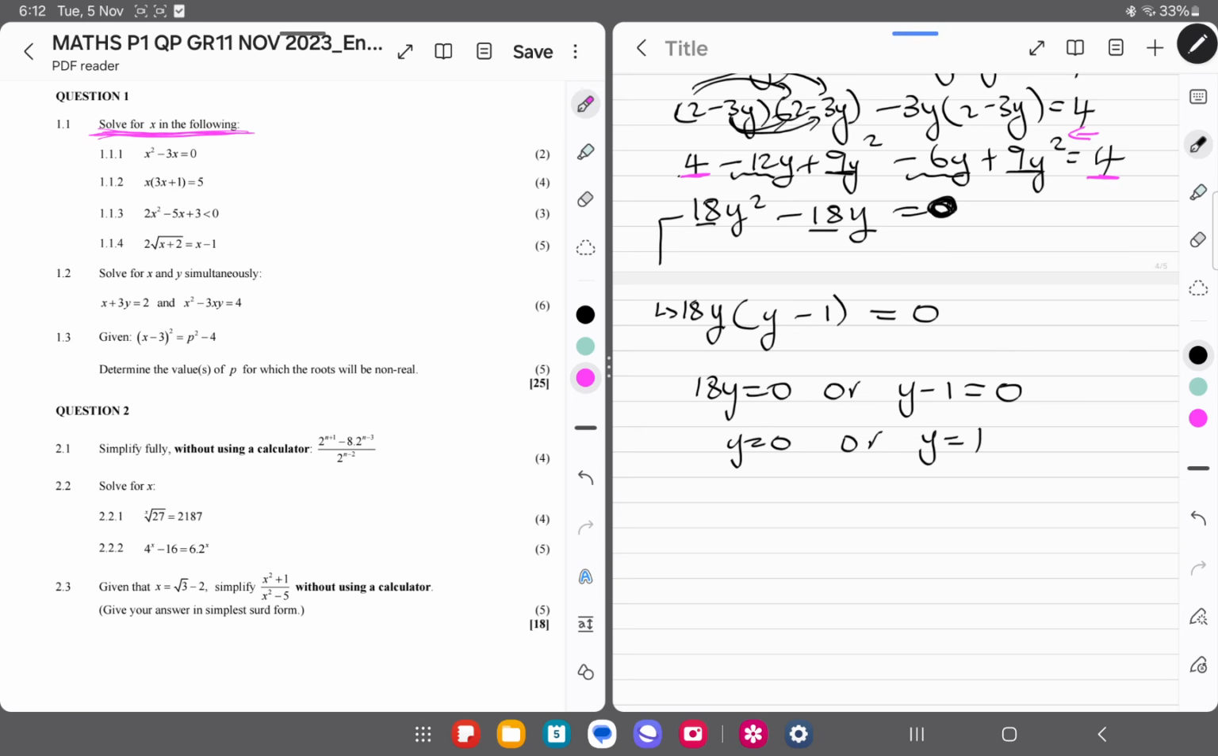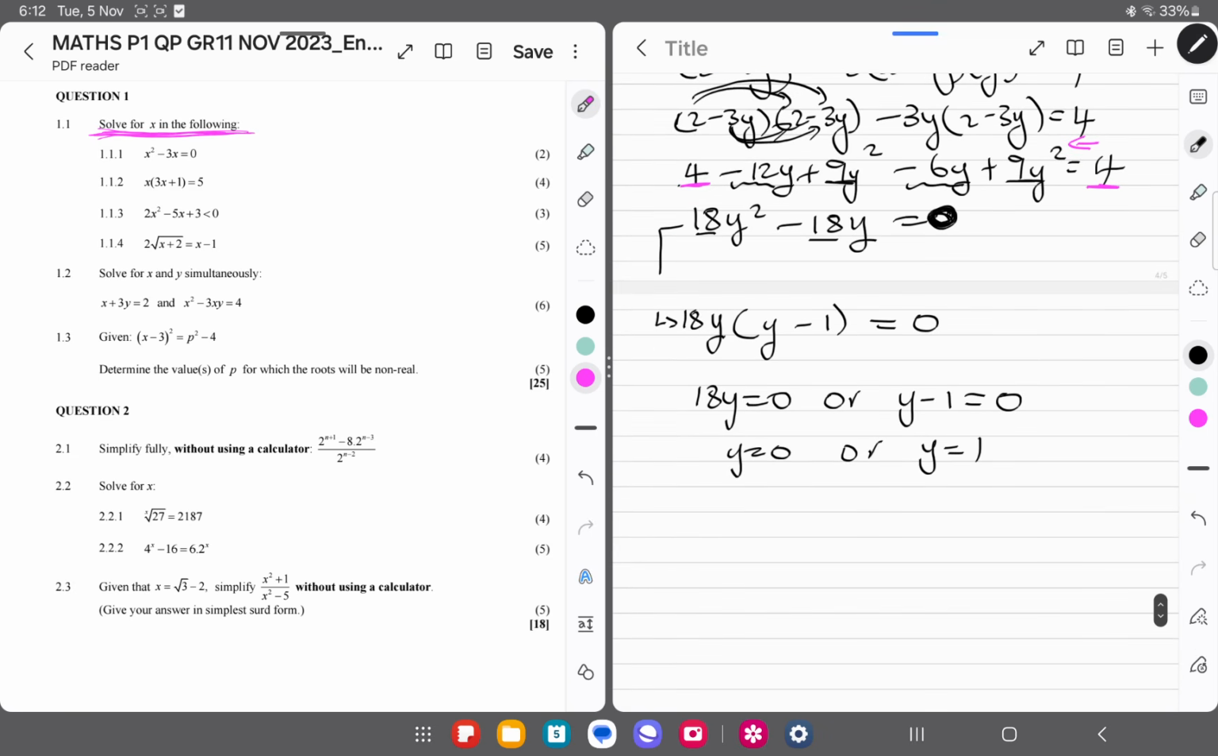Remember, this is in standard form, so I'm allowed to do that. If it's equal to 0, you're allowed to do that. But if it's not, you need to put it first in standard form. Then once I have my y, I go back to equation 3.